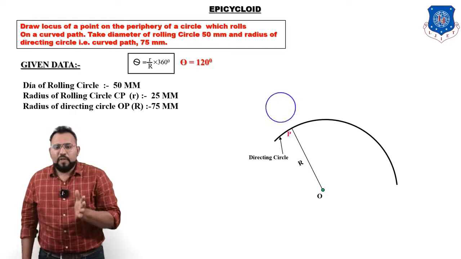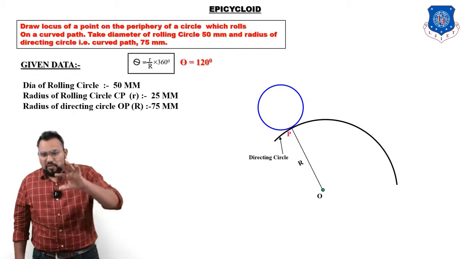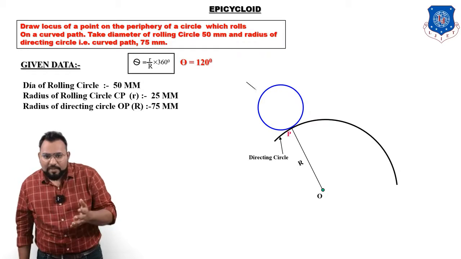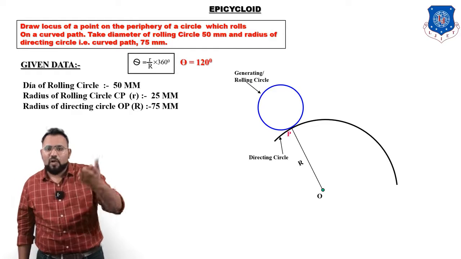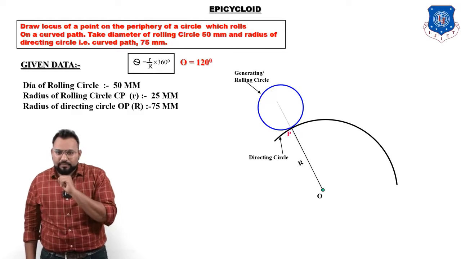Okay, now we will draw another circle, which is the rolling circle. It has a diameter of 50 mm. So from point P, we will draw another circle having a diameter of 50 mm like this. So this is the rolling circle, or you can say generating circle. Like this, it has a diameter of 50 mm.